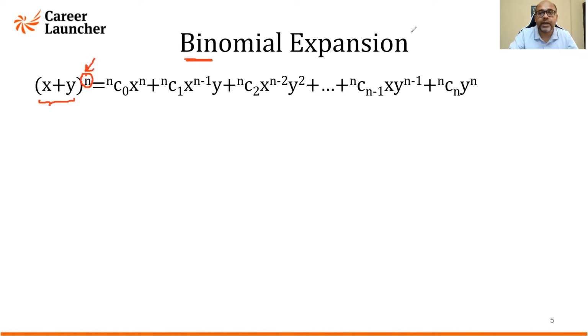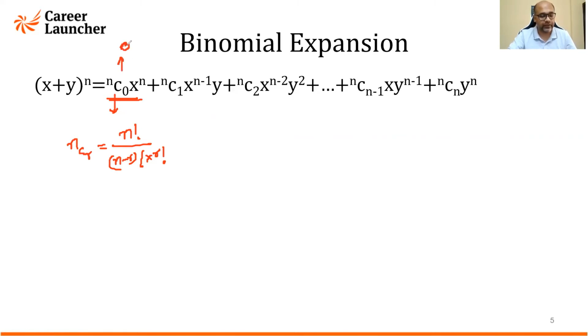Now what is the formula? The first term becomes NC0. This NC0 comes from combinatorics; it is basically a combination formula. NCR, I hope all of you remember, is n factorial by n minus r factorial into r factorial. So NC0 becomes 1. NC0, which is 1, into x to the power of n.